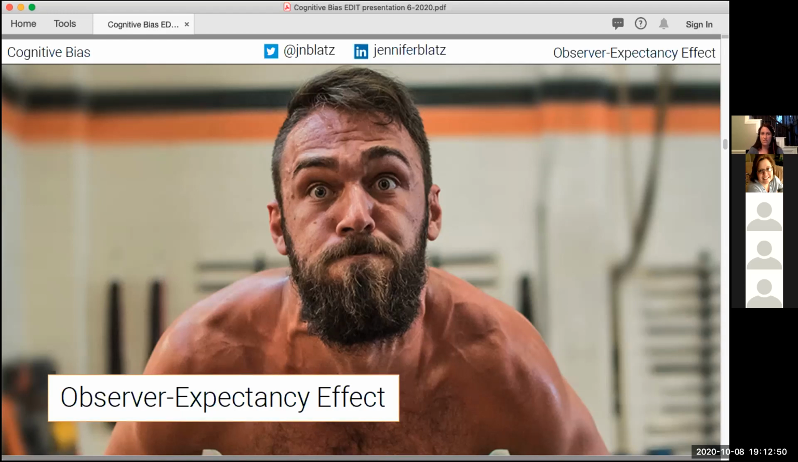The observer-expectancy effect happens when a person who is talking, either subconsciously or unintentionally, reacts to the actions or what the participant says. And when this happens, the actions of the person conducting the interview influence the participant. So it's kind of a reciprocal effect. And so what does this look like?